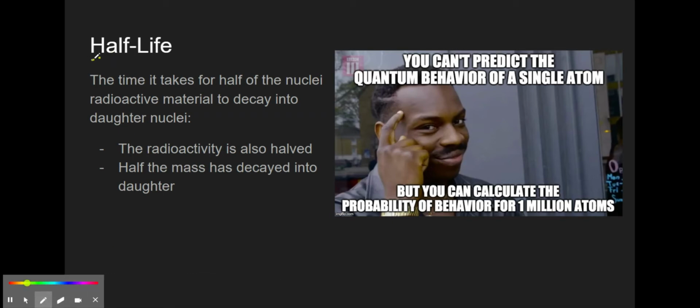So it turns out that when a material undergoes radioactive decay, it really decays according to certain probabilities. And because of that, we cannot necessarily predict how long a certain atom will last before it radioactively decays. But by looking at large samples, we can start to make some safe assumptions about how long it takes for half the material to decay, also known as the half-life. So the half-life is the time it takes for half of the nuclei of a radioactive material to decay into daughter nuclei.